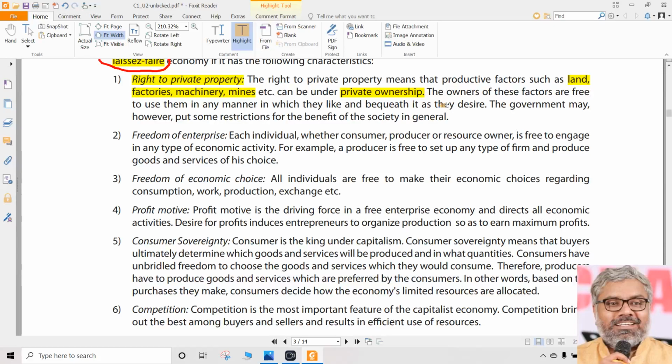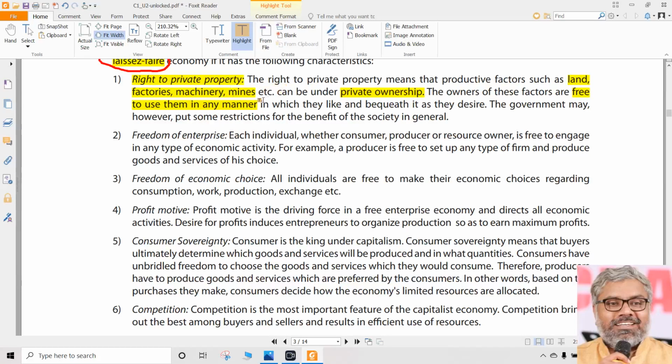They are all belonging to me. Like that any person can say in capitalism, there is no problem. So owners are free to use them in any manner, in whatever way they like. That is their desire. So government may put some restrictions for the benefit of the society, but that does not interfere much in the process of utilizing these resources.